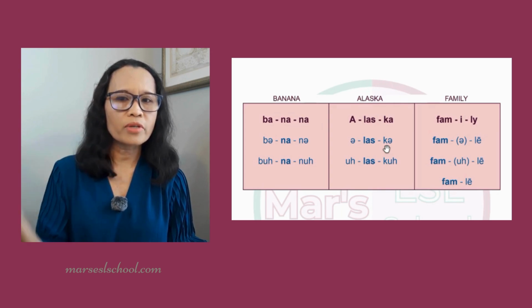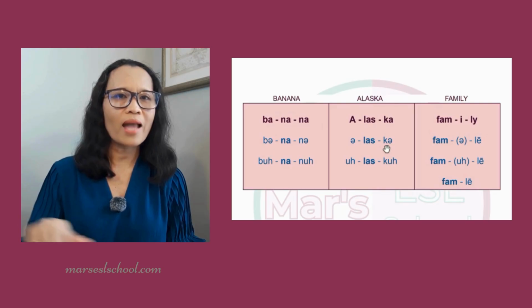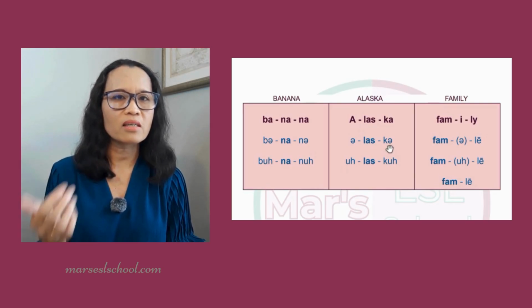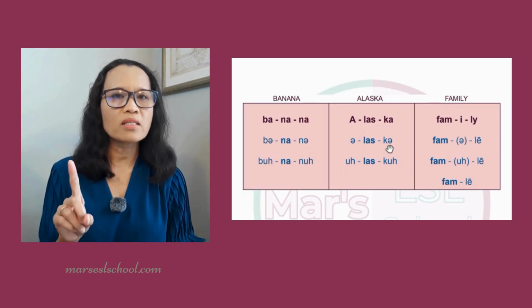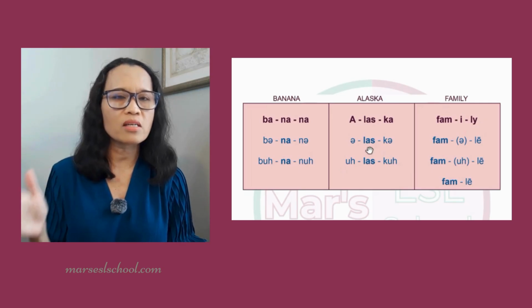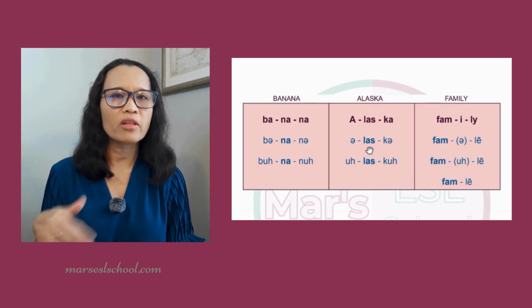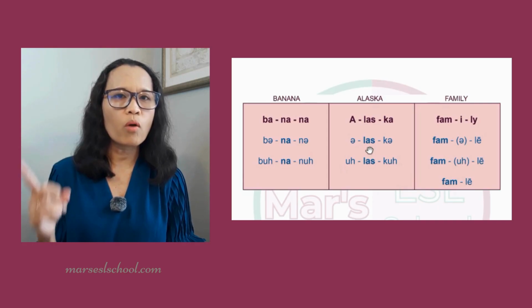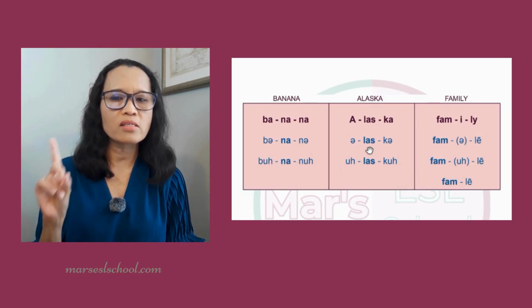So you have 3 syllables. Alaska. So you open your mouth one time, only for the middle syllable, which is the stressed syllable. You don't need to open your mouth 3 times. You open it once and only for your stressed syllable.